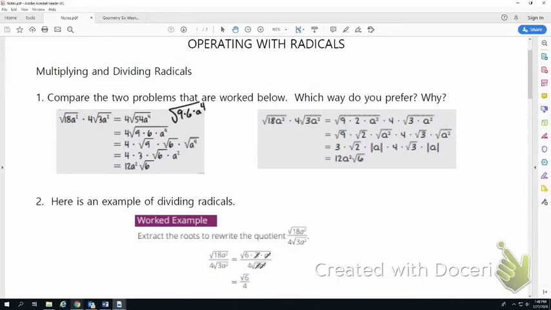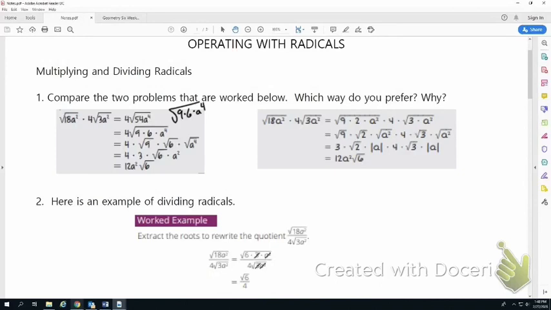Over here, essentially what they did is they simplified each radical first, and then they multiplied it together. I would multiply it first and then simplify it. I think that's a little bit easier. The second way is a lot of little steps, and if I did it that way, it would probably be riddled with mistakes all the way through.